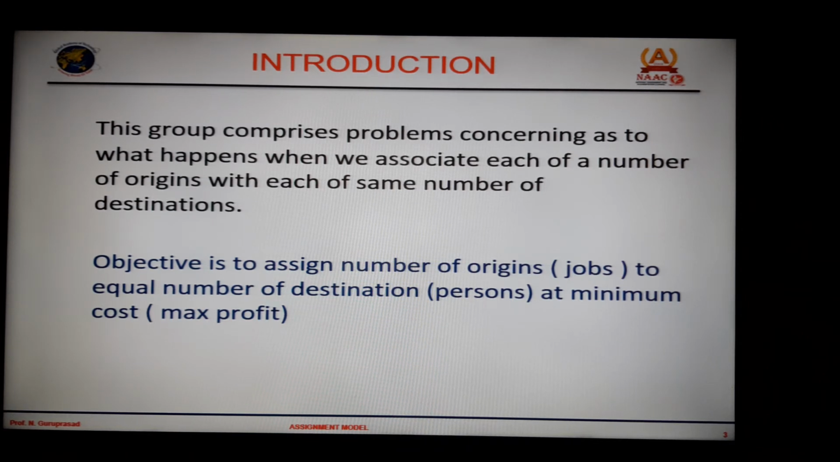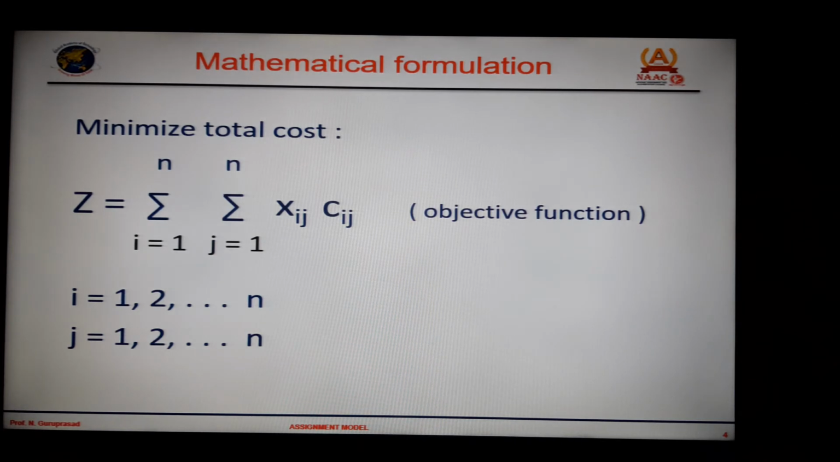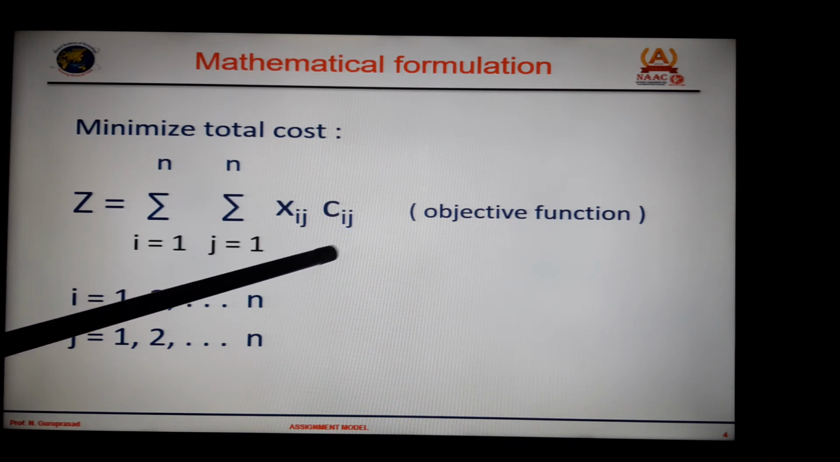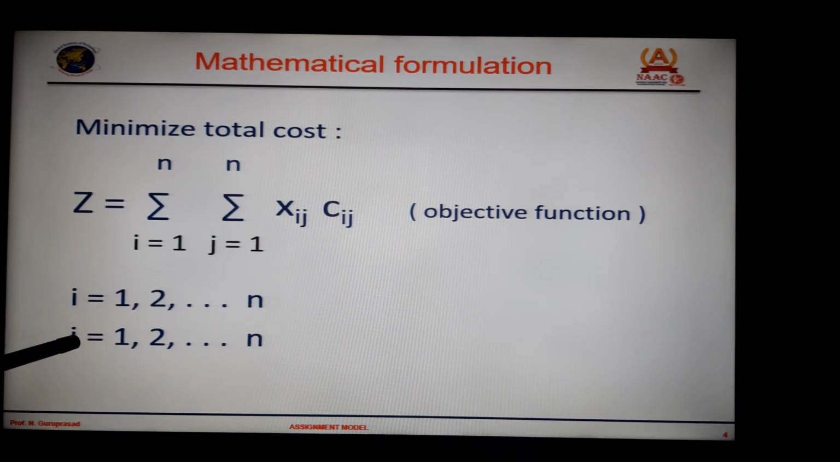Now moving to the mathematical formulation of this assignment problem, by default, as we know, all of our models talk about minimization. So you have the objective function called Z, and you have the summation of i equal to 1 to n and j equal to 1 to n of x_ij c_ij, which is the objective function, where the values of i and j both range from 1 to n.